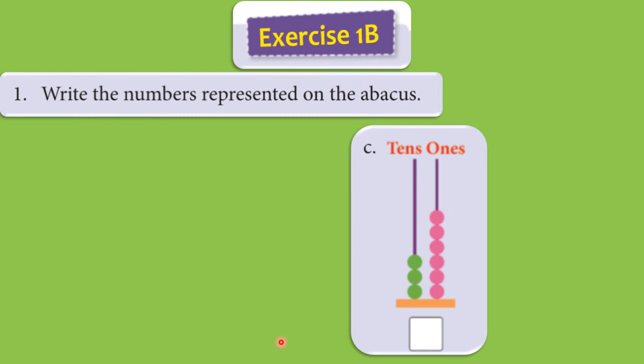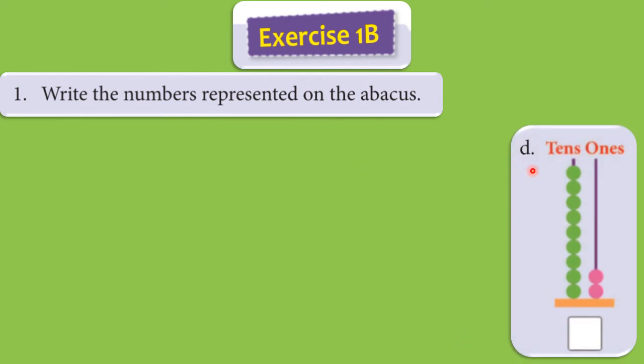Move on to C. Again 2 rods, 1's place rod and 10's place rod. We have 3 beads on 10's place rod and 3 plus 3 beads, 6 beads on 1's place rod. Therefore the number to be written here is 36. So write 36 in this box.